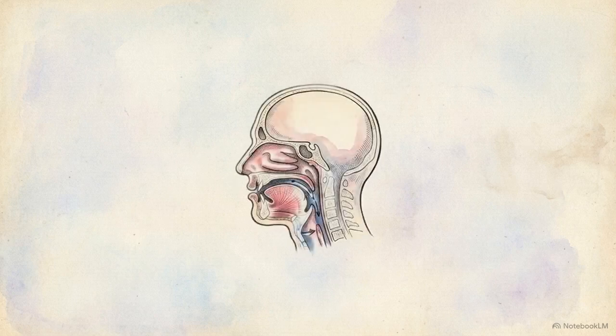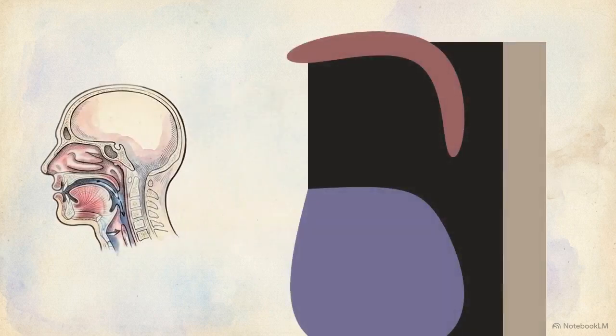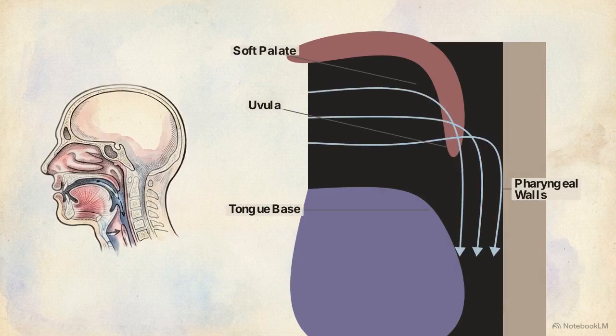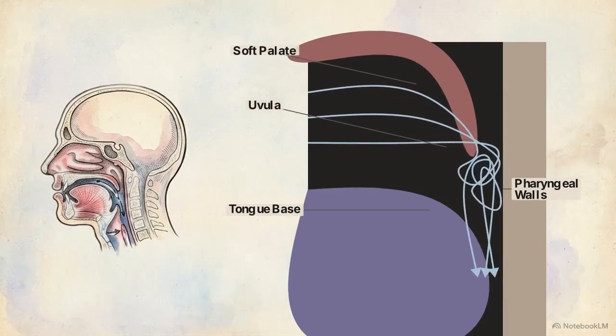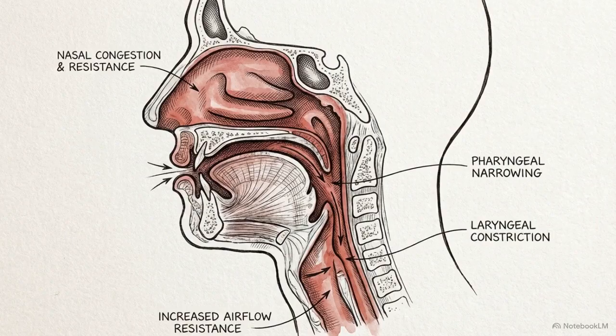This diagram shows the structures responsible for vibration: the soft palate, uvula, tongue base, and pharyngeal walls. When this airway structurally narrows, air velocity increases. The smooth flow of oxygen fragments into chaotic turbulence as it forces past these tissues. Therefore, a patient's snoring is definitive proof of measurable mechanical resistance within their upper respiratory tract.